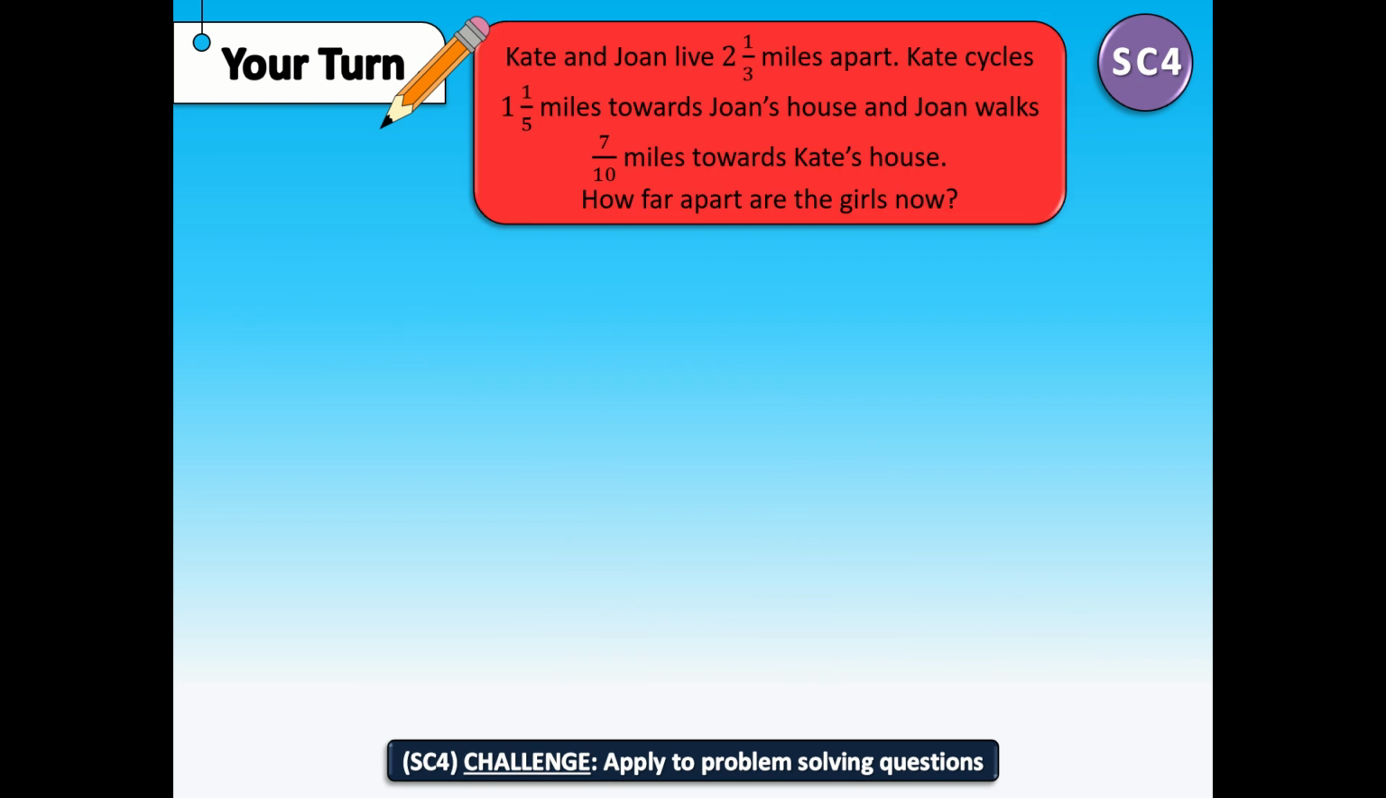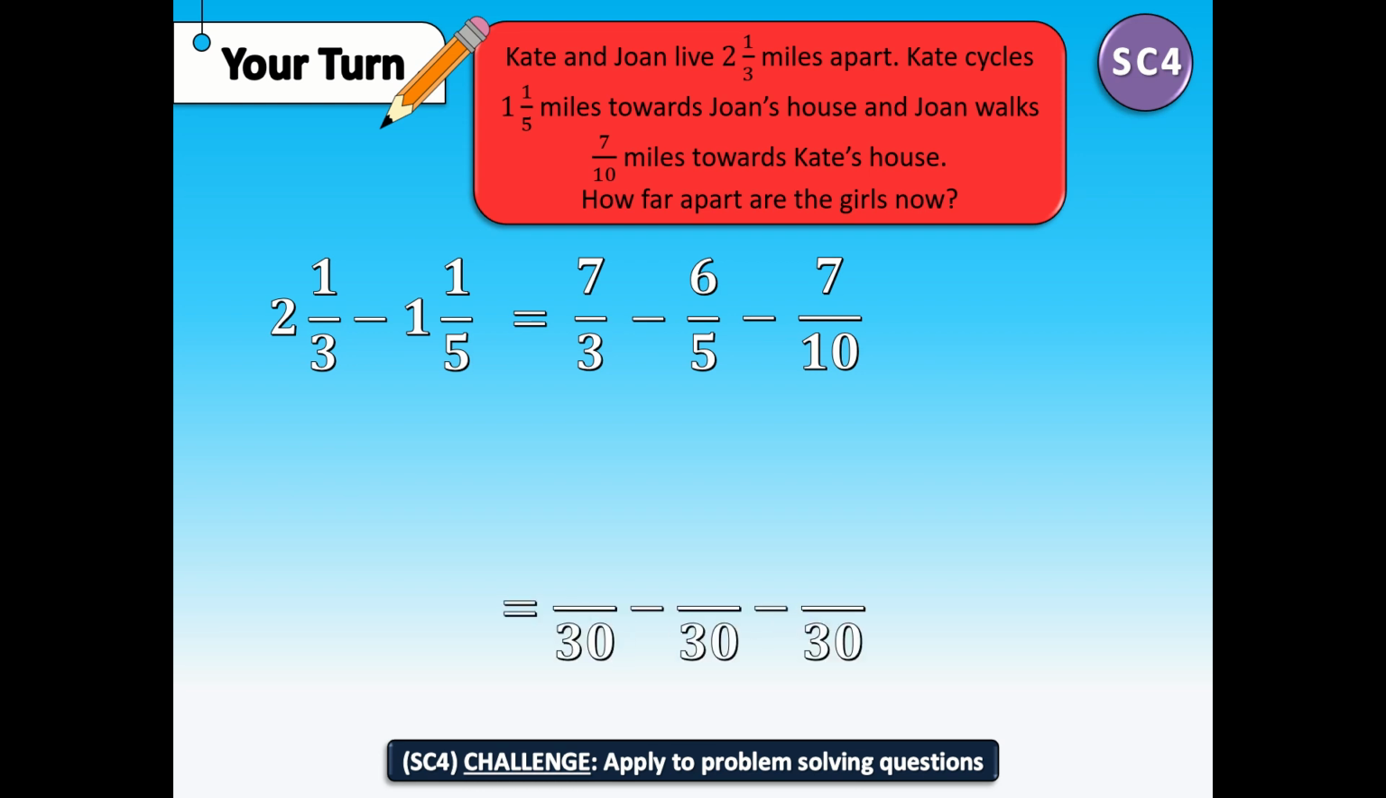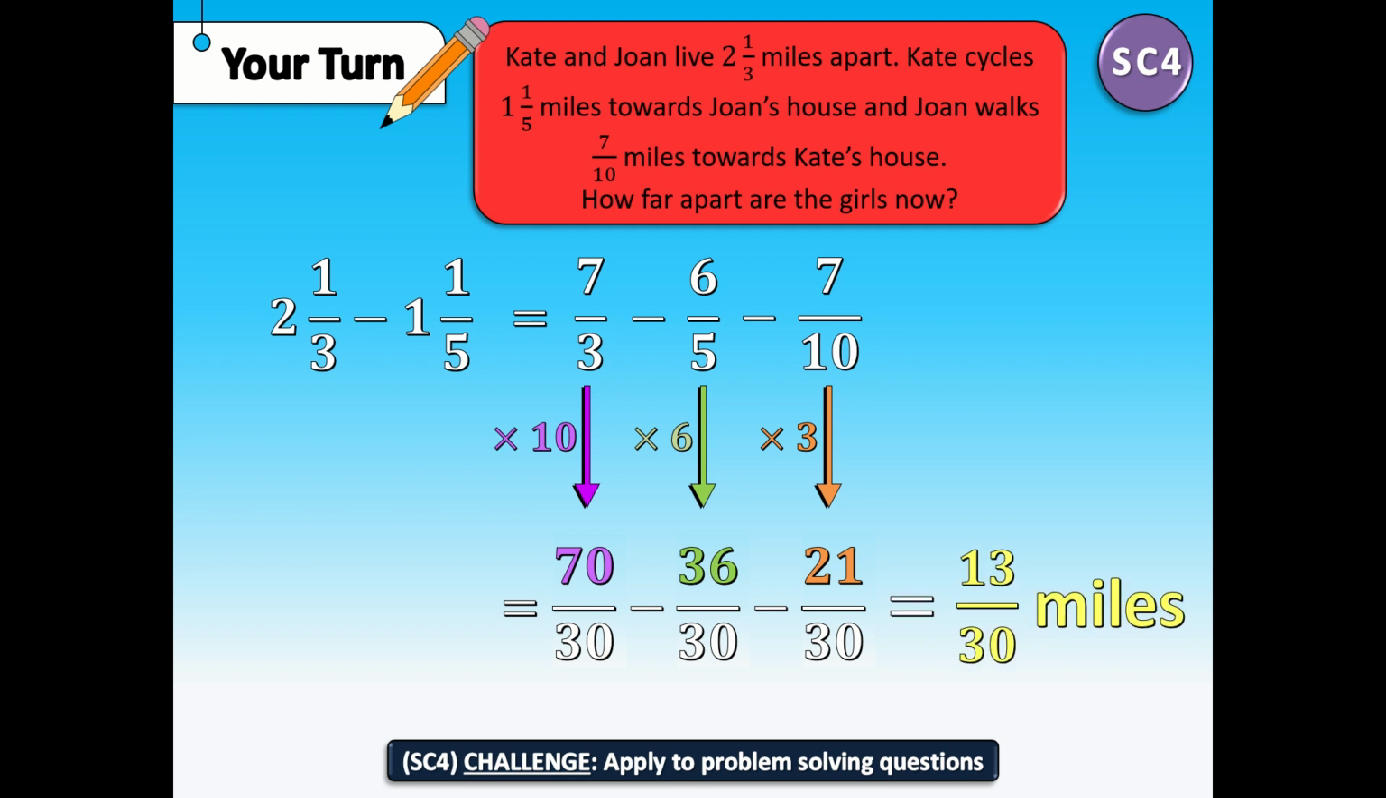For the red question, I need to do 2 1/3 take away 1 1/5. So I convert them both into improper fractions. And then I can take away 7/10 as well. If I make all the denominators the same, so I can make them all 30. So I've times this one by 10, this one by 6, and this one by 3. And I do 70, take away 36, and then take away 21. So that's 13/30.